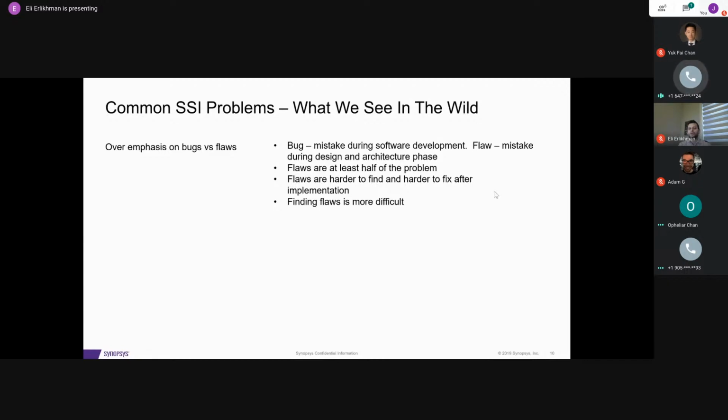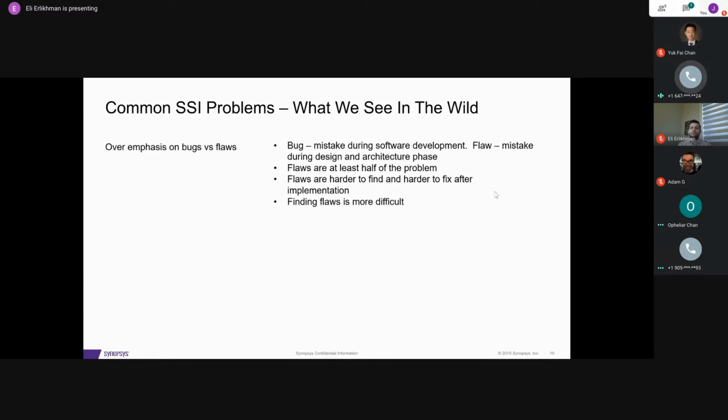What we see with a lot of organizations is that they put emphasis on finding bugs, because things like pen testing and static analysis are conceptually easy to understand, and a lot of organizations think it's easy to implement those capabilities. But what we're noticing in a lot of the organizations we work with is that flaws are at least half of the problem. Pen testing and static analysis are not very efficient at finding flaws in your design. They miss a lot of those flaws, and because of that, organizations miss finding their vulnerabilities.